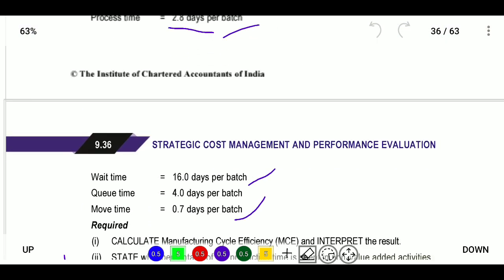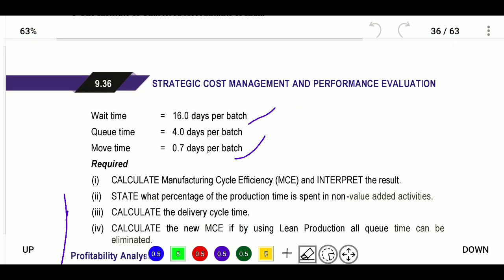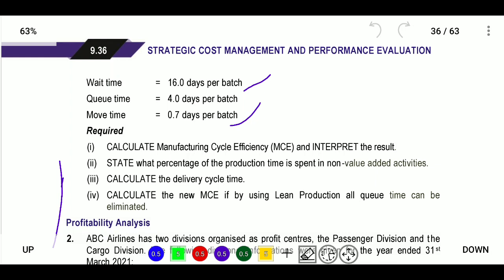What is the requirement in the first question of the test your knowledge section? Calculate manufacturing efficiency. Manufacturing efficiency means processing time divided by total production time. What is the total production time? We will take that and interpret the results.